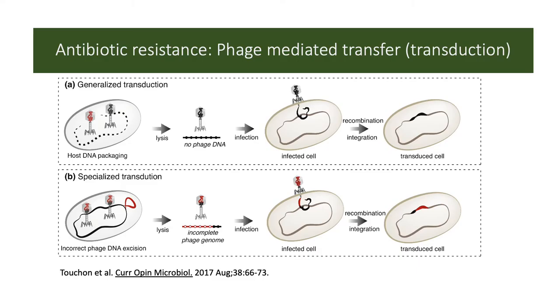In specialized transduction, it is slightly different in that the packaging process results from an imprecise cutting of the phage genome that's being packaged, so that the phage has packaged some phage genes as well as some antibiotic resistance genes that are very close to the phage genome. And this is indicated by the red and black squiggly lines that are in the phage virion. Now, this specialized transducing particle can go on to infect a cell, and again, through prophage integration into the bacterial cell genome, result in a transduced cell that expresses antibiotic resistance genes.